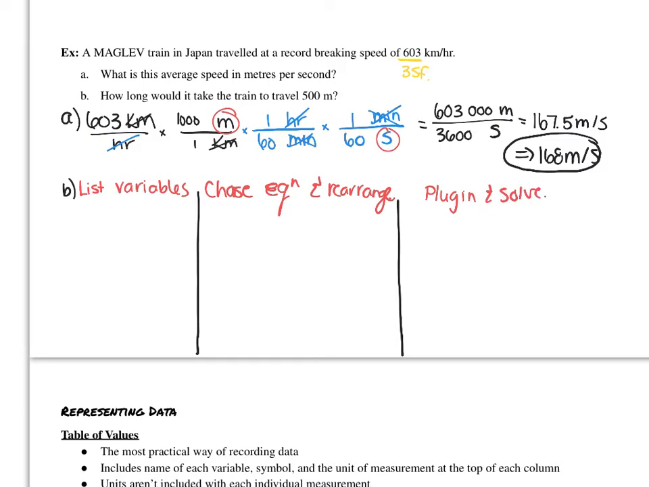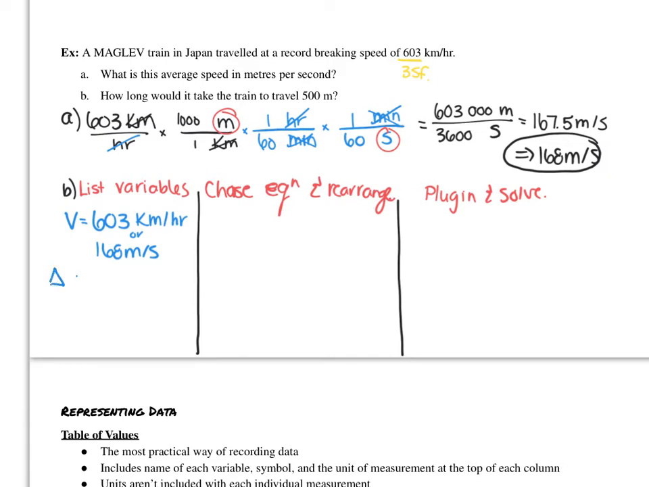So from our question, we have an average speed. So that was V. And we had it in 2 units, so I'll write both units. So 603 kilometers per hour, or we had 168 meters per second. And depending on what other units I have, maybe for time or for distance, I will choose one of those values to input. The other value we were given here in B was how long would it take the train to travel 500 meters.